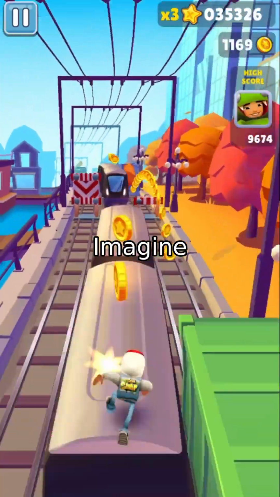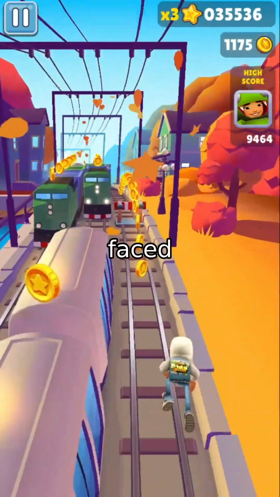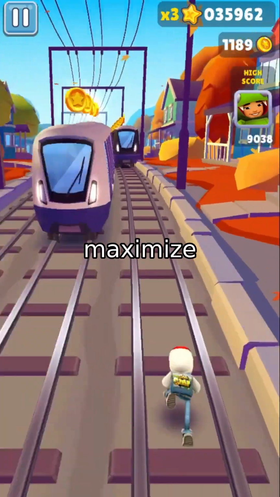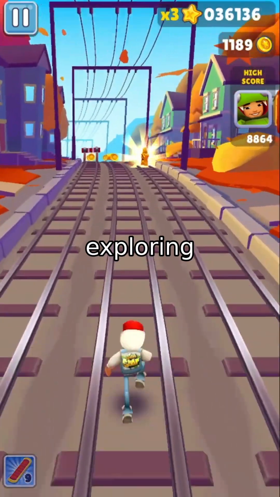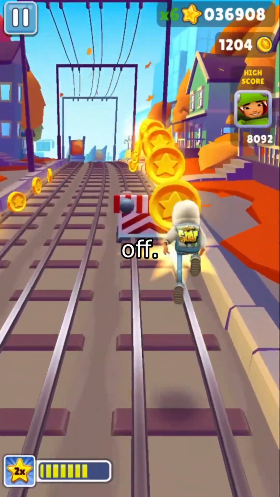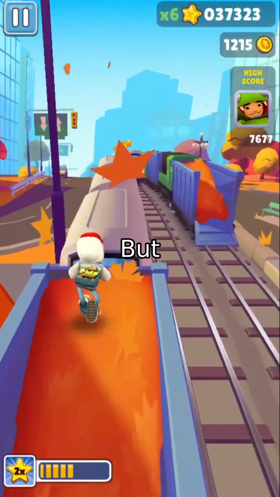Let's start simple. Imagine you're a gambler at a casino, faced with multiple slot machines. Each has a hidden payout rate, and your goal is to maximize your wins. You've got to balance exploring new machines to find the best ones, and exploiting the ones that have been paying off. Classic bandit problem. But here's the twist.